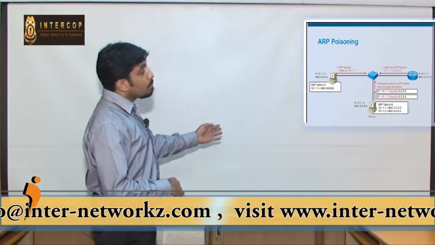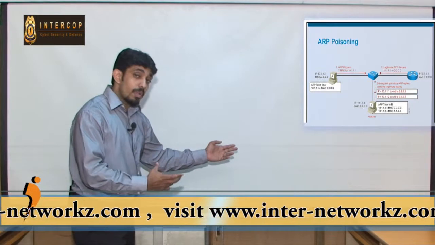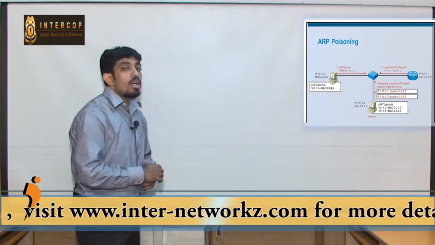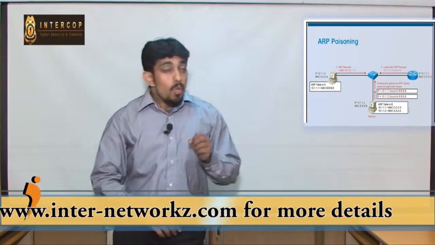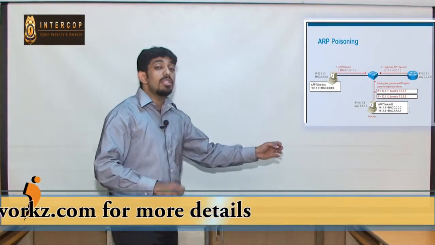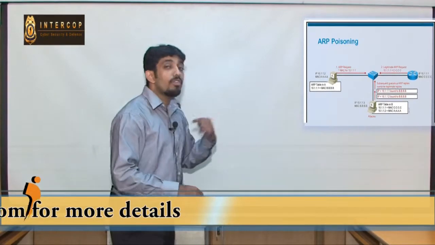My PC always has an ARP cache inside which it stores the router's MAC address. Now imagine I have an attacker over here. This guy is trying to act as a gateway for me.